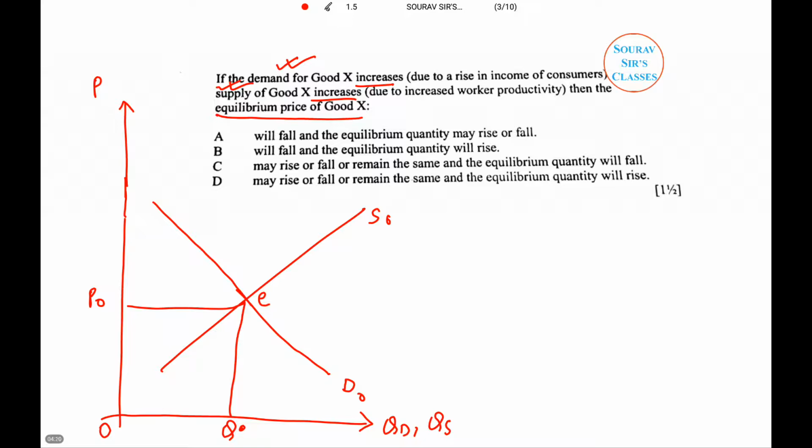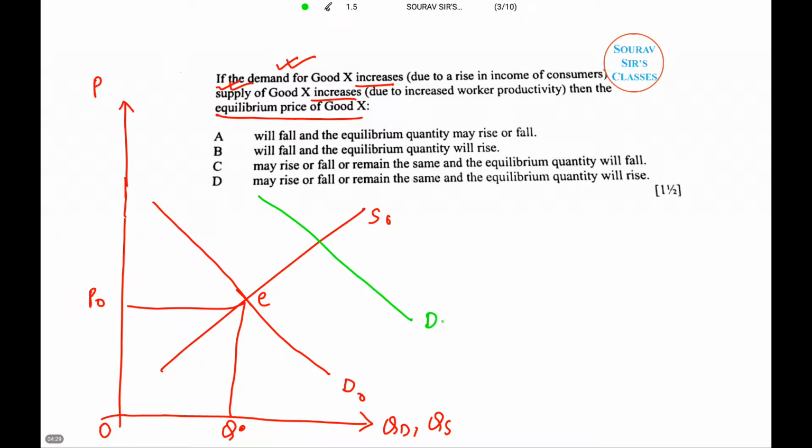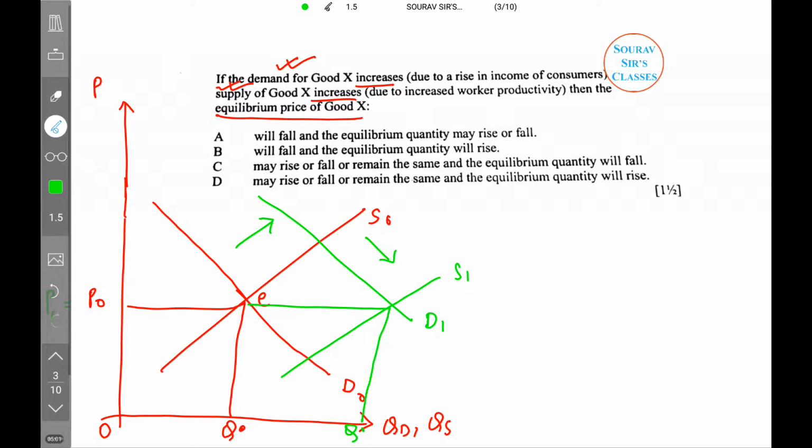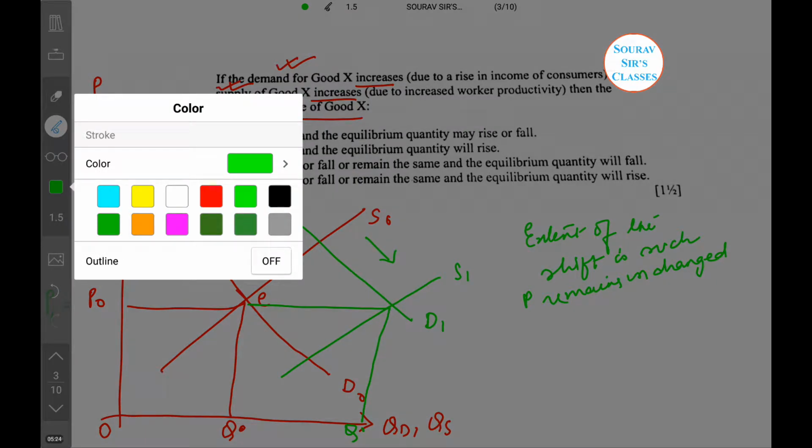Now demand increases as well as supply increases. So let us shift the demand and the supply curve as well. Now the supply curve even shifts. So we can see that this is our new quantity and this is the new price. Supply shifts to the right, and the demand curve shifts to the right and upwards. Now it may happen that the extent of the shift is such that P remains unchanged.